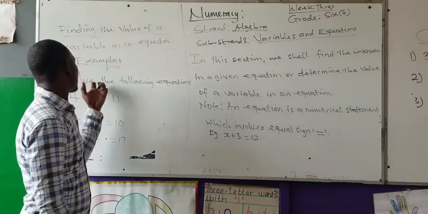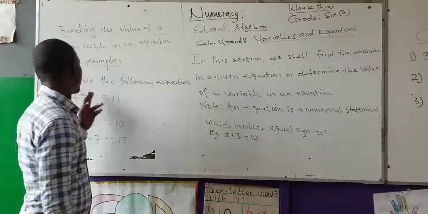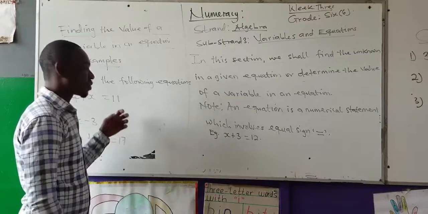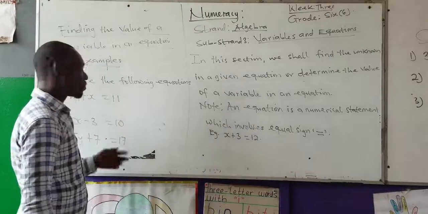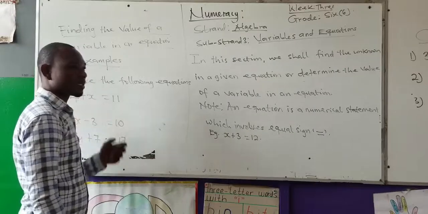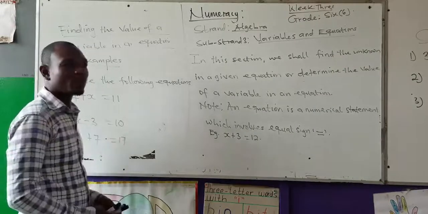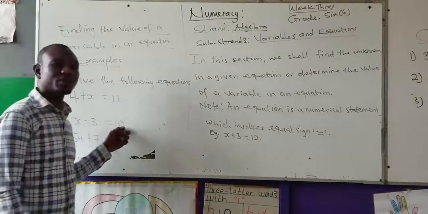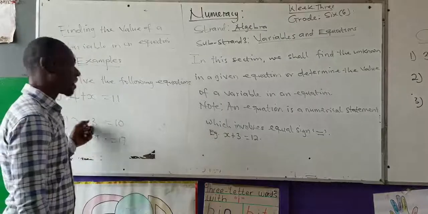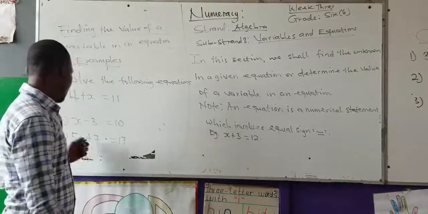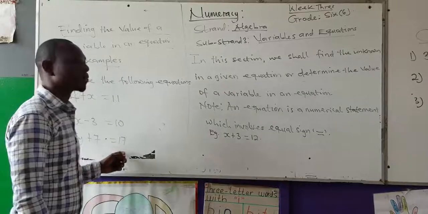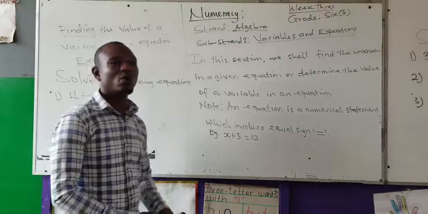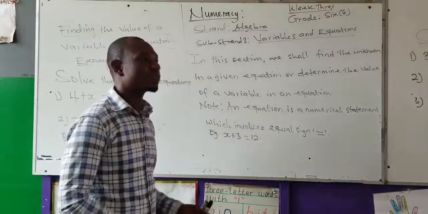So here we took a couple of examples. Solve the following equations. 4 plus x is equal to 11. We are going to find the variable here, which is x. The second one is x minus 3 equals 10. Here too, we are going to find the value for x. And the third is 5y plus 7 equals 17. Here we are going to look for the value of y. So that is what we are going to do.